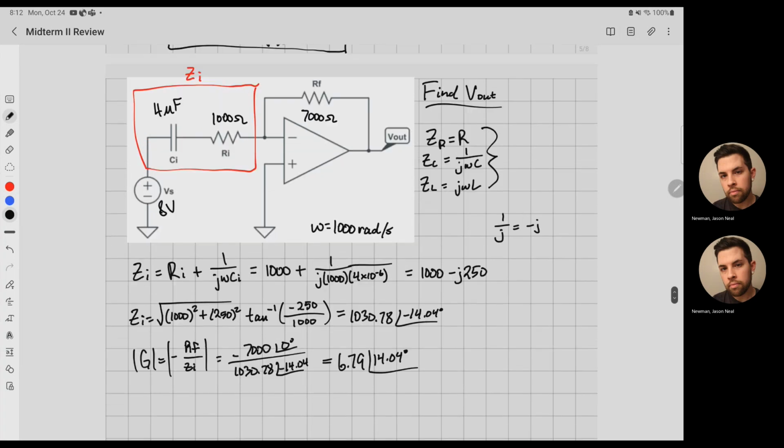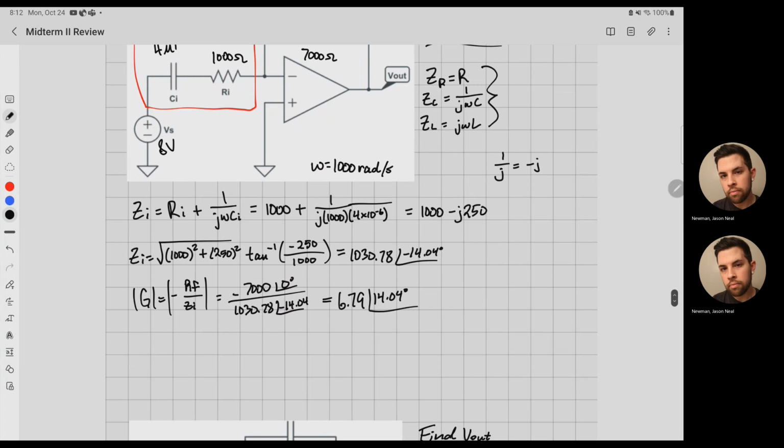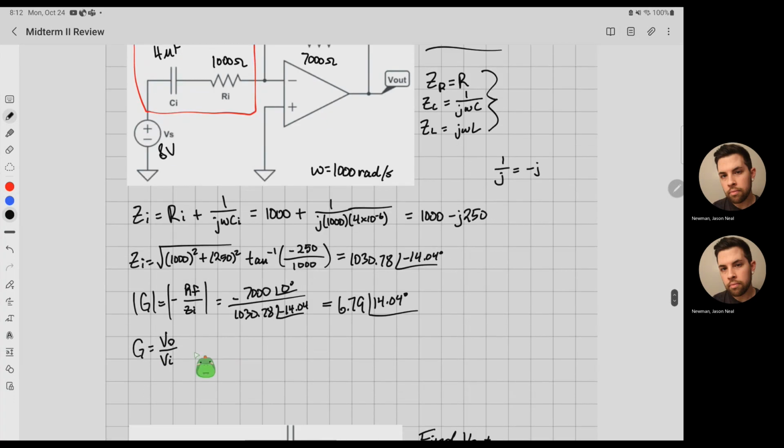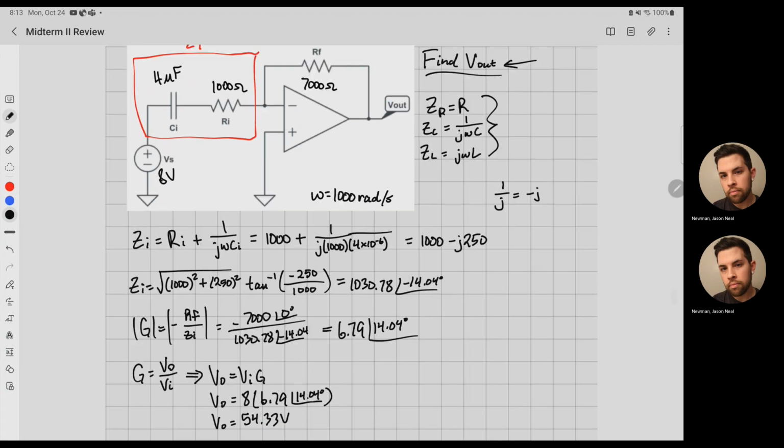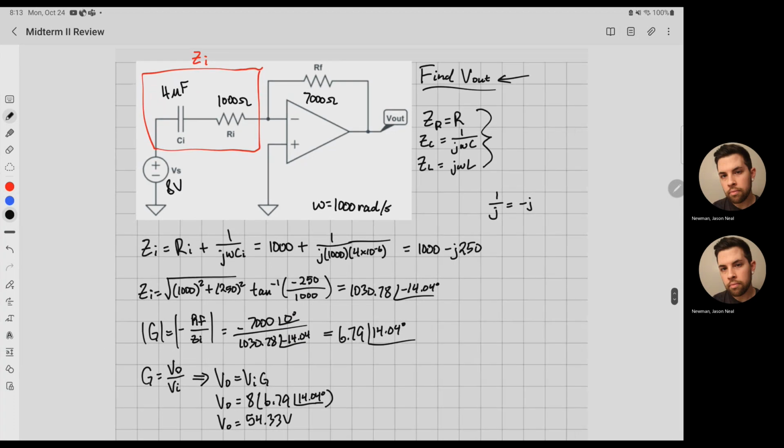And so now, finally, we're looking for V out the whole time. So to find V out, we know that the gain is also equal to V out over V in, right? Well, our V in is right here, which is 8 volts. And we just found G. So we can solve for V out by rearranging this equation a little bit and saying V out is equal to V in times G. And so V out is equal to 8 times 6.79. Okay, so let me do that. So V out is equal to 54.33. Okay, and there we go. That is that problem solved.